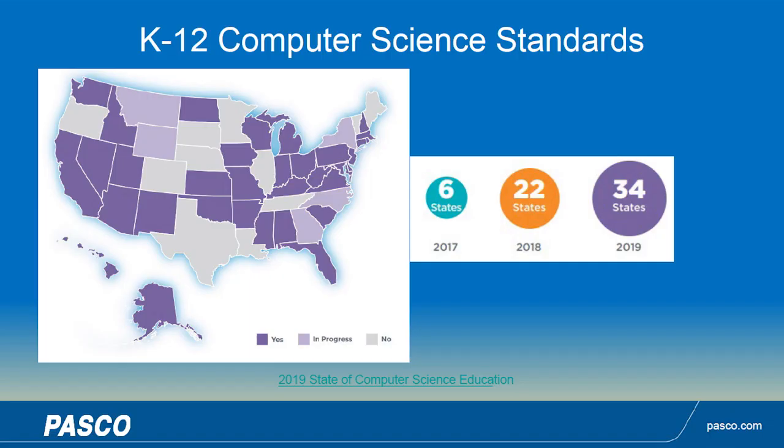In 2019, Code.org released a report on the state of computer science education. As of 2019, 34 states have adopted computer science standards, and many now hold requirements for completion of a computer science course for graduation. Additionally, states such as Florida now offer computer science courses starting at kindergarten. Computational thinking and coding are parts of the larger picture that make up the computer science standards.